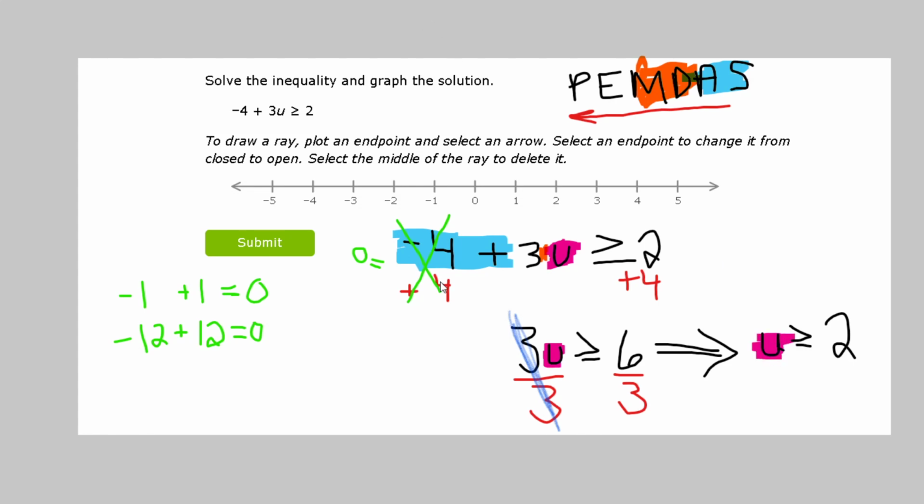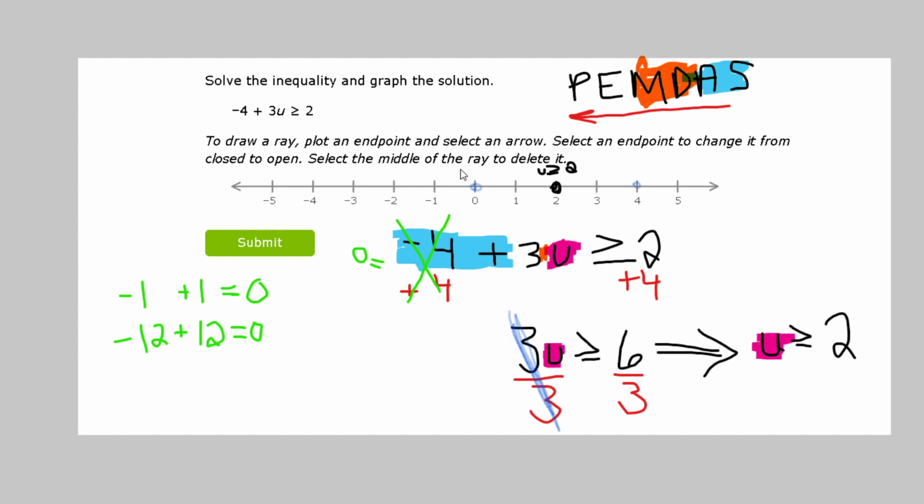So now the final step here is to plot it. So we know that u is greater than or equal to 2. So we have the bar here, so we need to do a solid dot. We're going to put it on 2, and then we need to decide what direction it should go. So we know u is greater than or equal to 2. So I'm just going to write that right here. And let's just try out a point from each side of this. So let's try out, okay, if u is 0 or if u is 4.